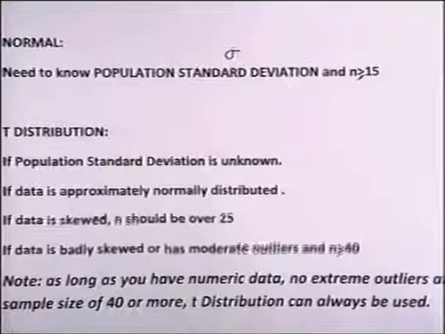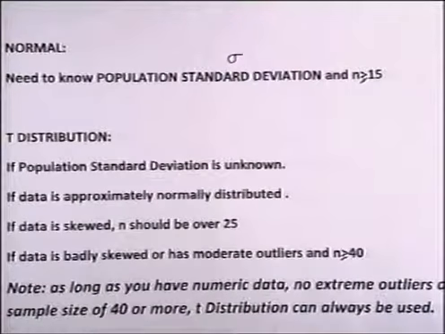Let's put this up here, because this is the t-distribution. If the population standard deviation is unknown, if you have to calculate the sample standard deviation, then you can't use normal, you've got to go to t. If the data is approximately normally distributed, you can use t no matter what the sample size is. If the data is skewed, the sample size should be at least 25 or more.